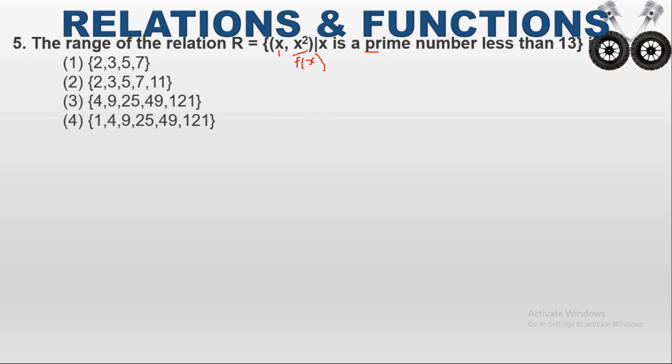So what is meant by prime number? The numbers which are divisible by only itself and 1 are called prime numbers. Here we should take the x value as a prime number that is less than 13. Then we will find the value for f of x, that is the x square value.